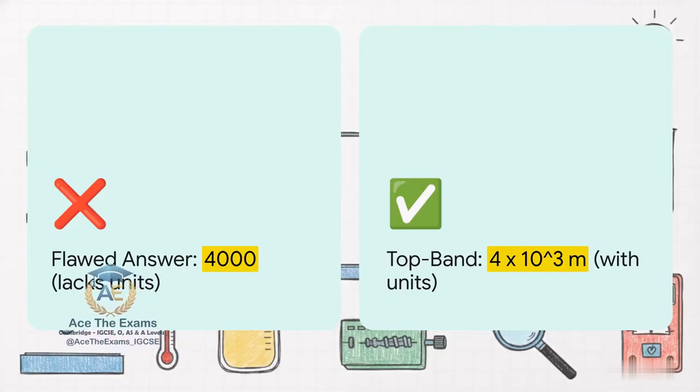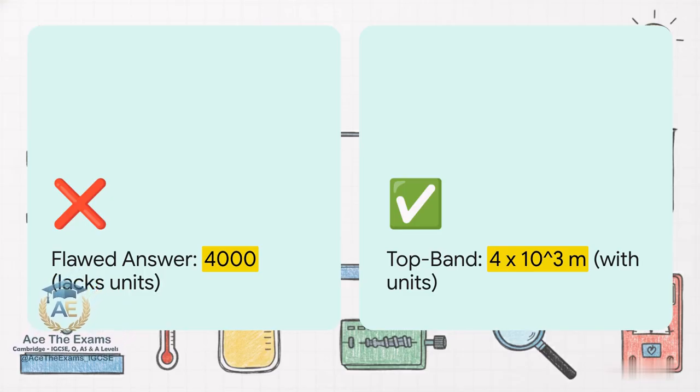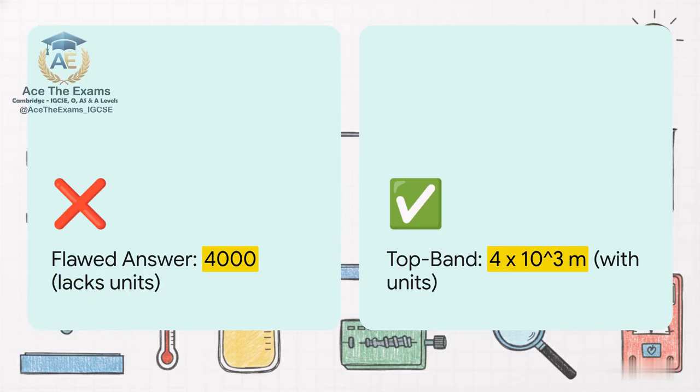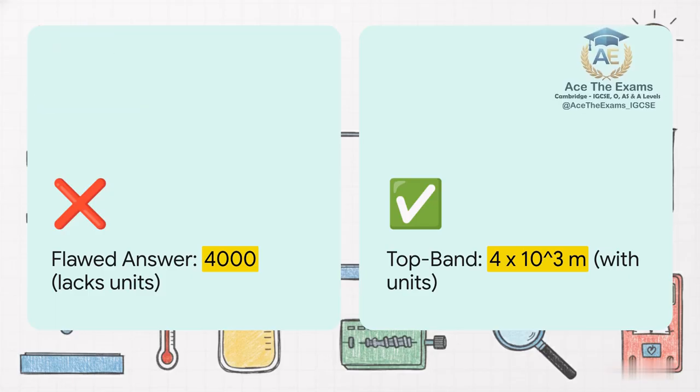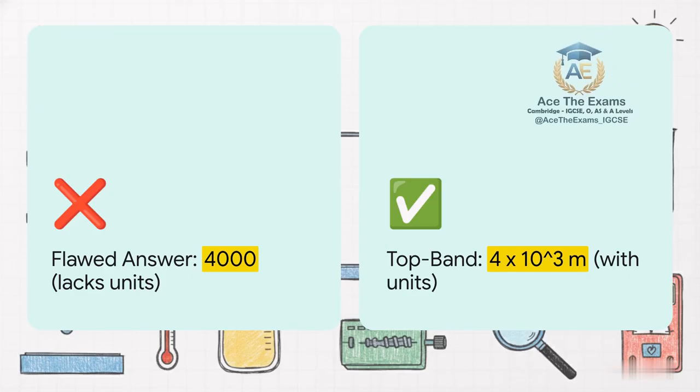On the left, we have a deeply flawed student answer, just writing down 4,000. It completely lacks units and precision. The examiner looks at that and thinks, 4,000 what? Apples? Elephants? But on the right, the improved top band answer, 4 times 10 to the power of 3 meters. This secures full method marks immediately because it pairs the precise mathematical shorthand with the exact correct SI unit.